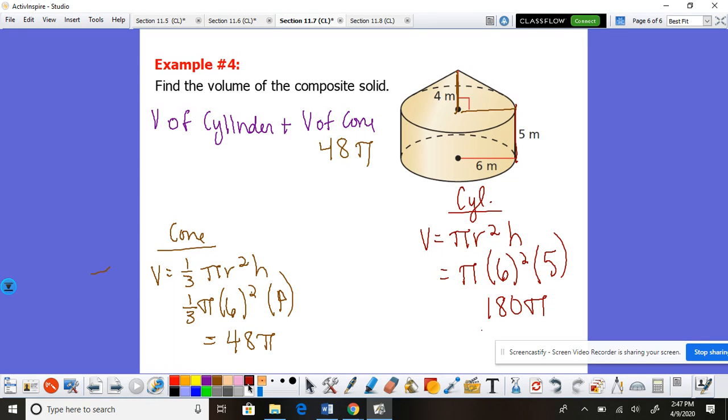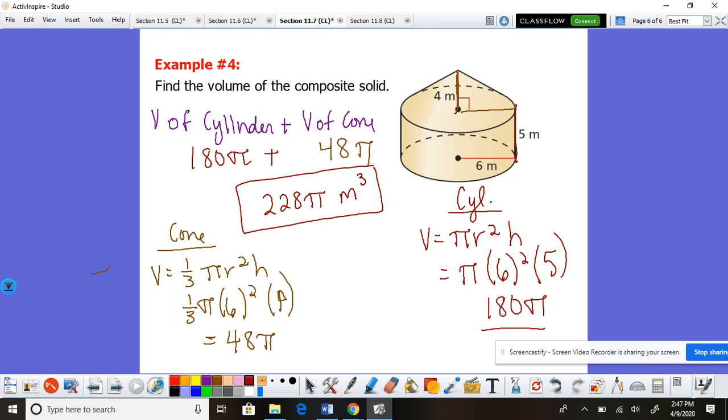The volume of the cylinder is 180 pi. And when we add them together, we get 228 pi. And we're talking about volume, which is 3-dimensional, so we are in meters cubed. If you want a decimal, put that into your calculator. Let your calculator do the work.